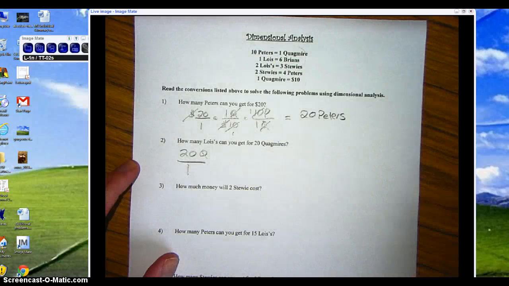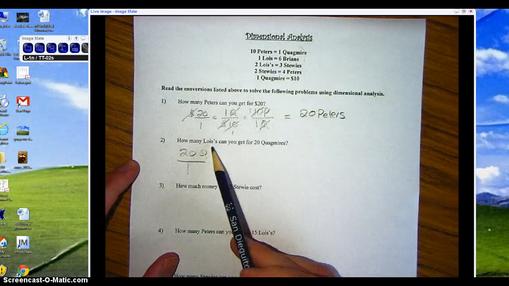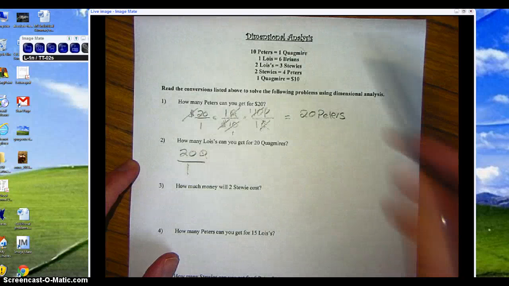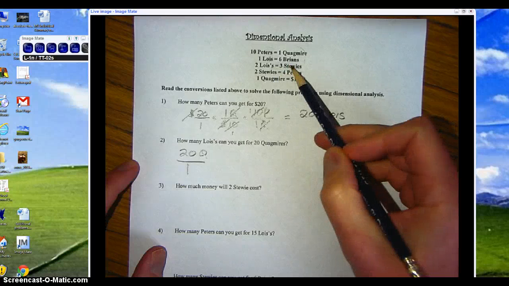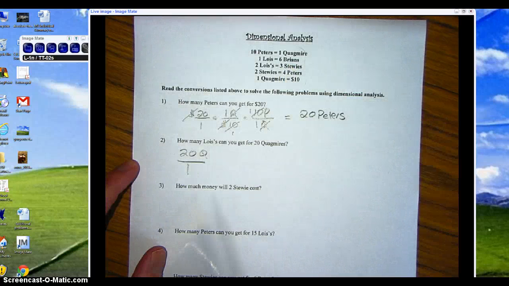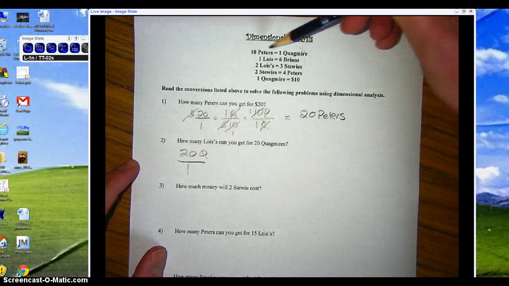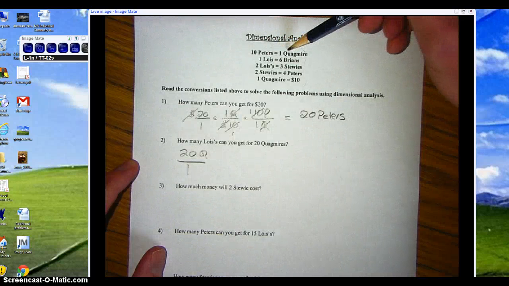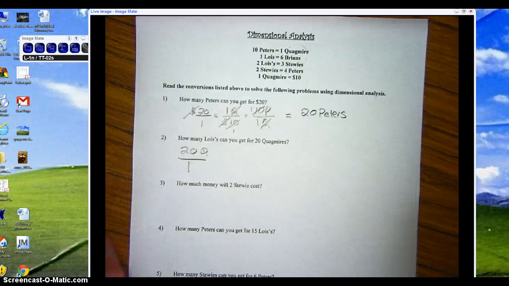Well, let's see. Somehow we got to get Quagmires to Loises. So let's see what we got with Lois. We got Loises and Brians and Loises and Stewies. Nothing that has to do with Quagmire. But wait, I got Peter and Quagmire, Peter and Stewie, Lois and Stewie. Wow, so there's going to be a lot of converting in this one.